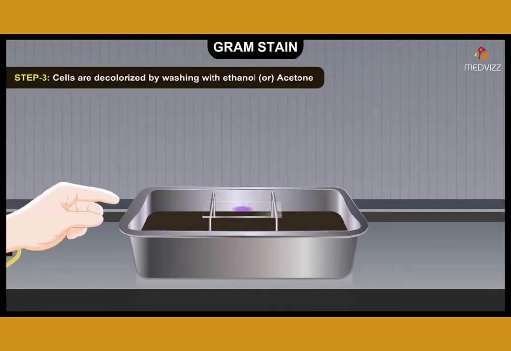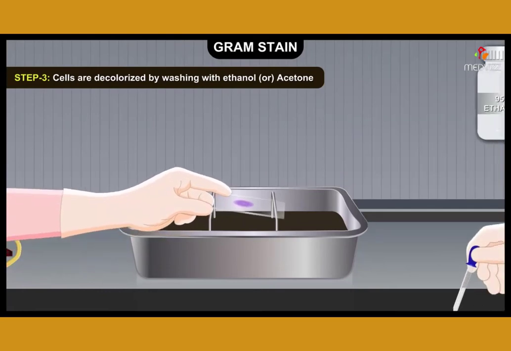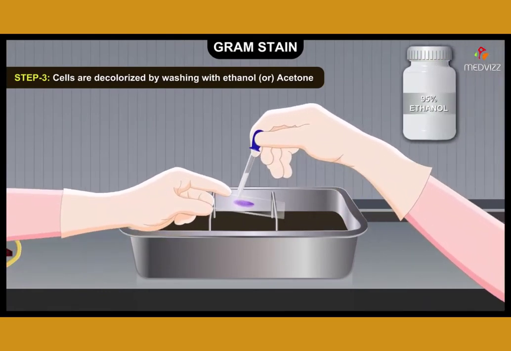The cells are then decolorized by washing with ethanol or acetone. This is the differential step. Gram-positive bacteria retain the crystal violet, whereas gram-negative bacteria do not. The ethanol or acetone should be added drop-wise, with the slide tilted at an angle until the drop coming off the edge of the slide just starts to become colorless.